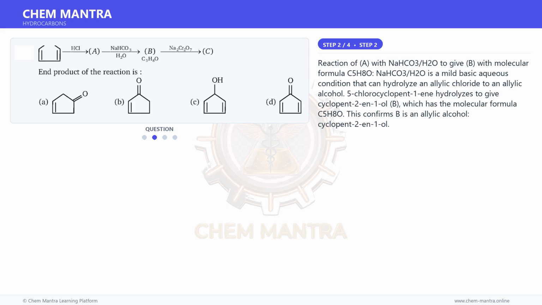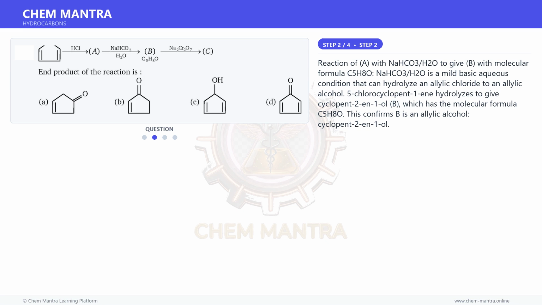Reaction of A with NaHCO3 and H2O to give B with molecular formula C5H8O. NaHCO3 in water is a mild basic aqueous condition that can hydrolyze an allylic chloride to an allylic alcohol. 5-chlorocyclopent-1-ene hydrolyzes to give cyclopent-2-en-1-ol, B, which has the molecular formula C5H8O.